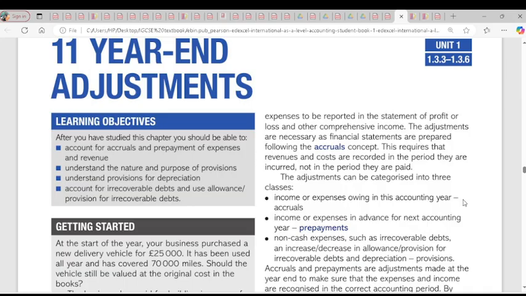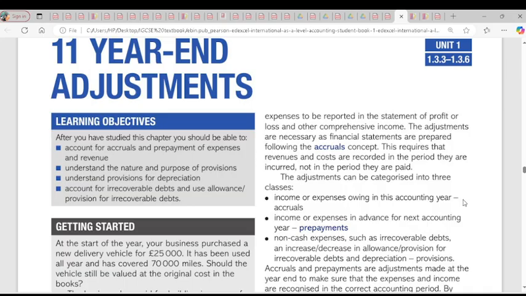We need to prepare our statement of financial position and statement of profit or loss with fair information, so that we don't mislead users of our accounts. That's why we need to check our year-end adjustment. We need to make adjustments.